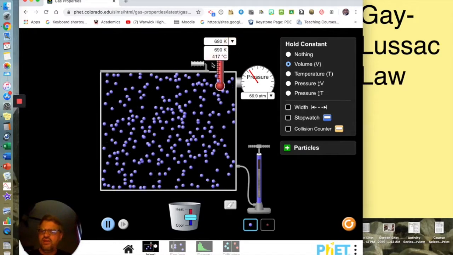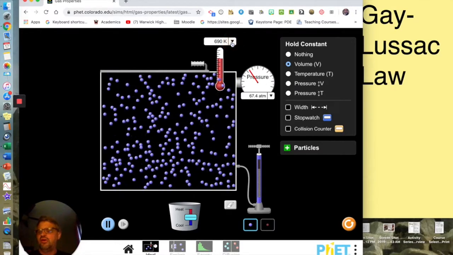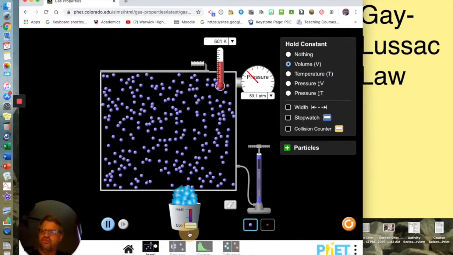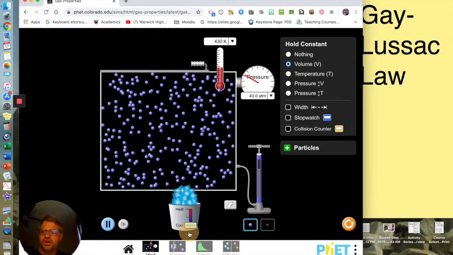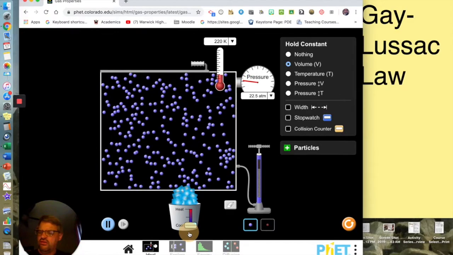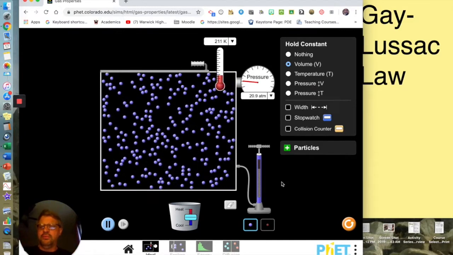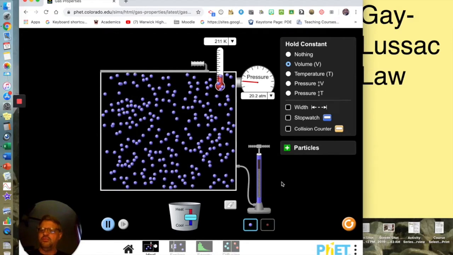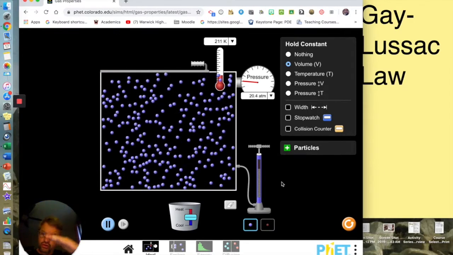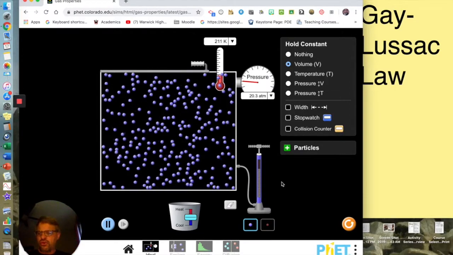Okay? Which, that's 417 Celsius, which in Fahrenheit is probably about 800, a little less than 800. If we cool this down, as temperature drops, which you can see on the thermometer up there, pressure also decreases. Okay? So this law relates not volume, but pressure and temperature. Greater temperature, greater pressure. Lower temperature, lower pressure. Like Charles' law, it's a direct relationship.